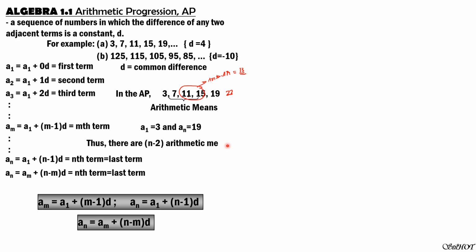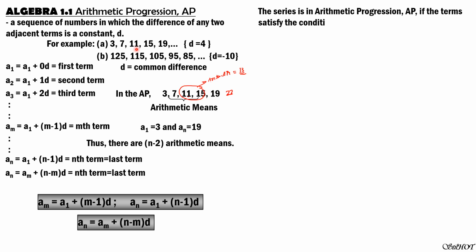So we say after evaluation that the series is in arithmetic progression if the terms satisfy the following conditions. That is, the second term minus the first term is equal to the third minus the second term, equals the fourth minus the third term. In general, the last term minus the second to the last term, represented by a sub n minus a sub n minus 1.